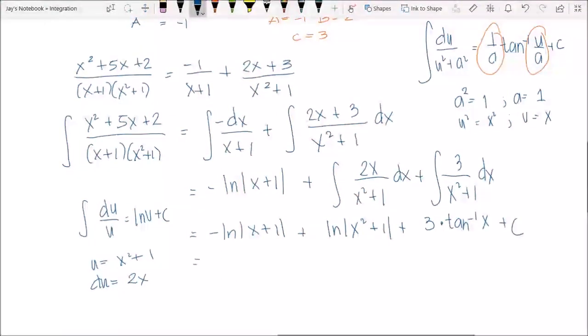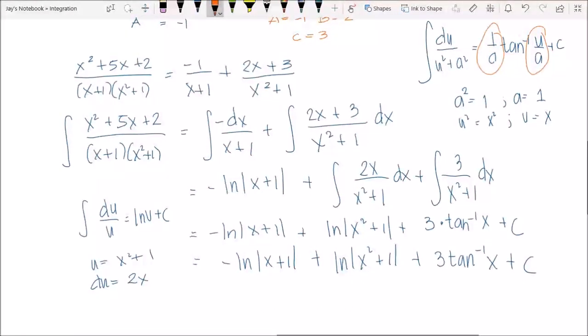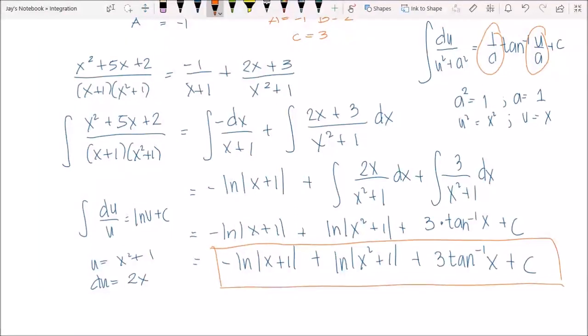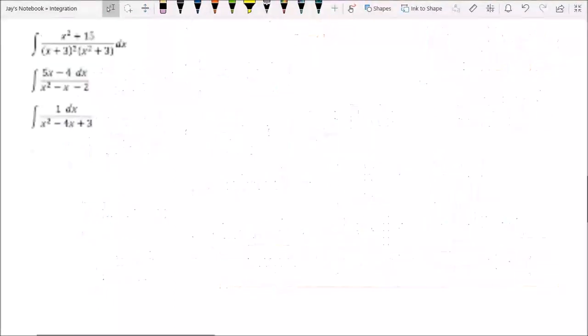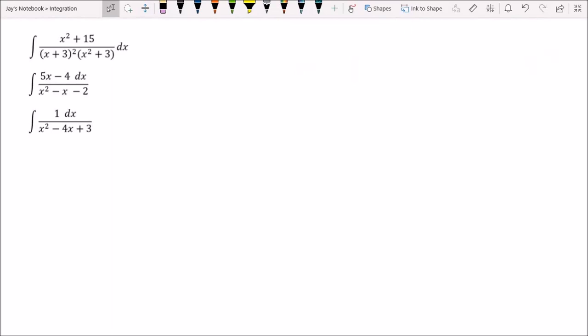Okay, so therefore the final answer is negative natural logarithm of x plus 1 plus natural logarithm of x squared plus 1 plus 3 arc tangent of x plus c. Okay, so this is now your final answer for the integration of x squared plus 5x plus 2 over x plus 1, x squared plus 1, then we have dx. For your exercises, I want you to integrate these three proper fractions.